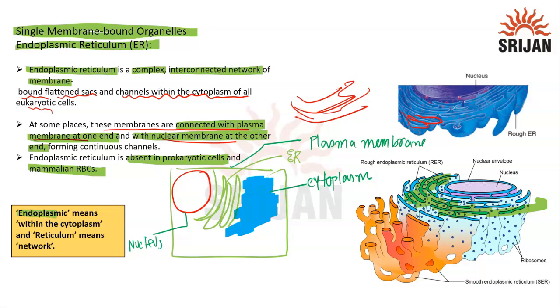Now see, endoplasmic means within the cytoplasm, and reticulum means network. So over here we are understanding that the endoplasmic reticulum is a very complex and interconnected network. One end is attached to the nucleus, the other end to the plasma membrane. Also, it is not found in prokaryotic cells. It is a component of eukaryotic cells, but it cannot be found in mammalian RBCs. Mammalian RBC is a eukaryotic cell, but it lacks cell organelles because it has to carry oxygen with it.